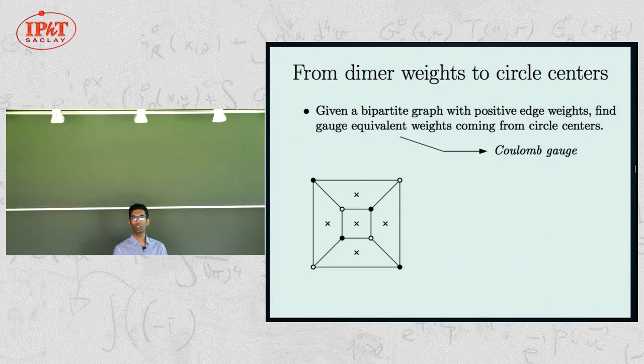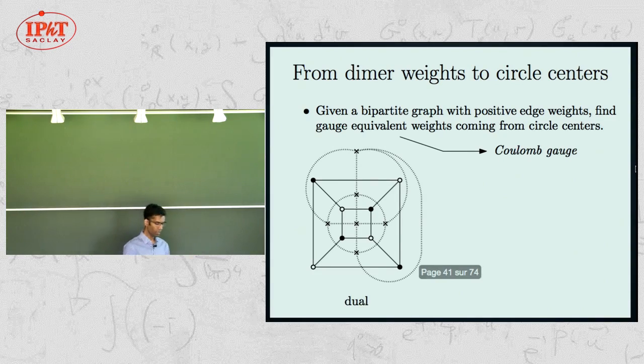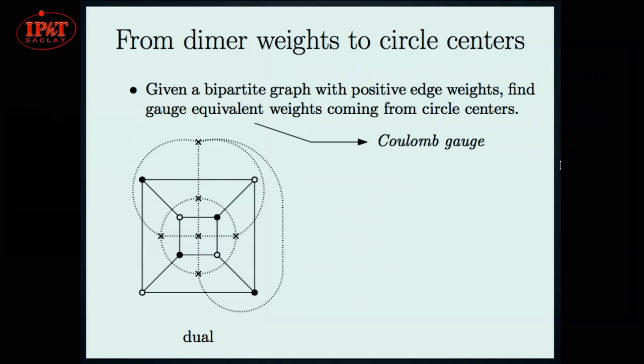But to answer this question, so you want to find some embedding of your geograph which will produce some gauge equivalent weights, I need to take a different definition of the geograph than the one you usually would take. So what is the geograph? Usually you put one geovertex inside each bounded face, and you also put one geovertex in the outer face, and you connect two geovertices whenever the corresponding faces are separated by an edge.